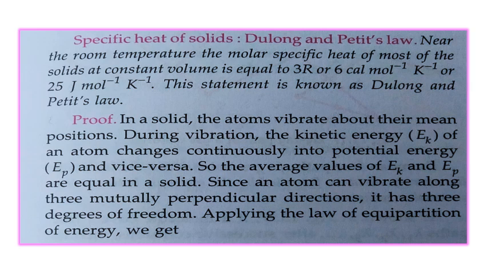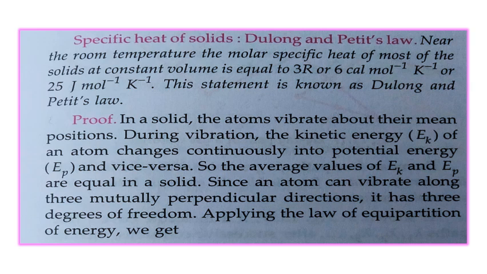In case of solids, Dulong and Petit observed that near room temperature, the molar specific heat of most of the solids at constant volume is 3R, or 6 calorie per mole per Kelvin, or you can say 25 joule per mole per Kelvin, and this is known as Dulong and Petit's law.